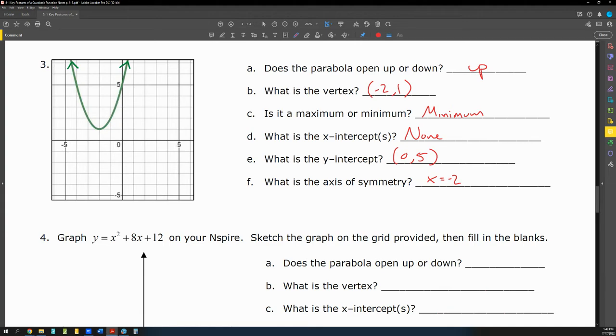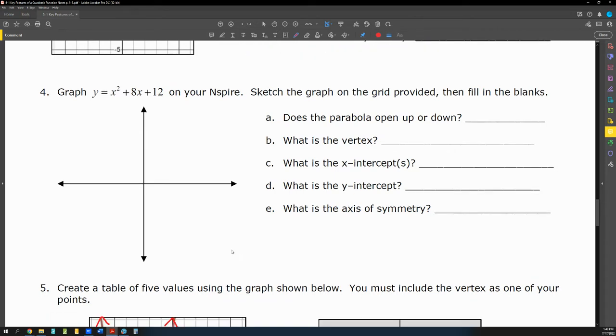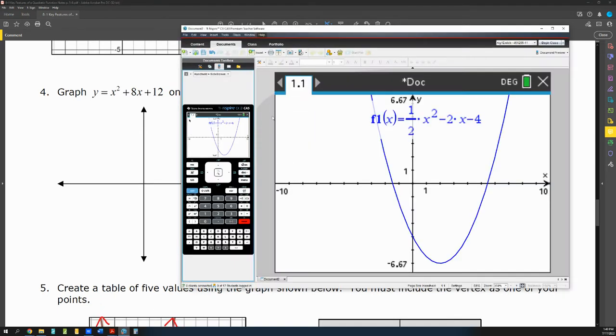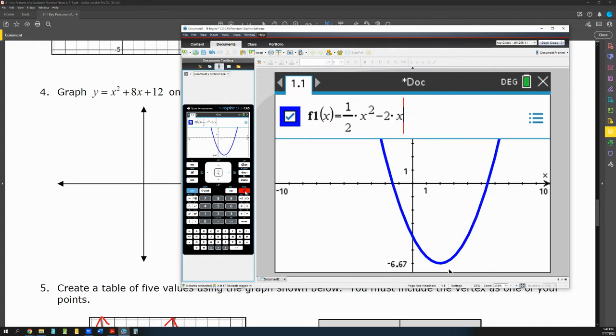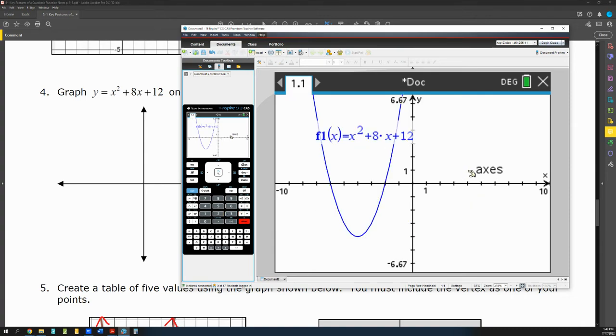Let's go ahead and try number 4. So let's go ahead and graph this equation on the Inspire, and we're going to sketch the graph here. So here, I'm going to hit Tab, and I'm going to go back up, and we'll replace the one we were working on earlier. We're going to do x squared plus 8x plus 12. This graph looks like this. So a sketch of the graph, I notice that it has x-intercepts of negative 2 and negative 6.